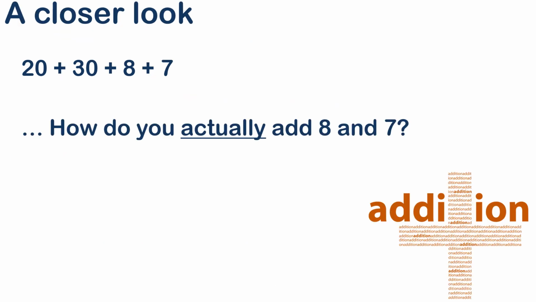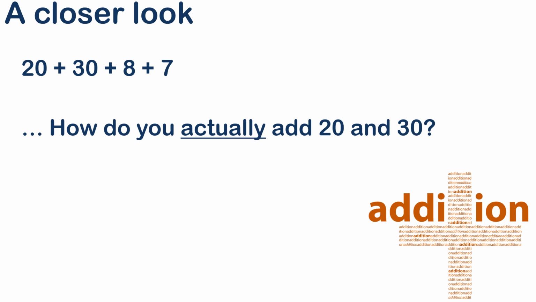So let's keep going. So how do you actually add 8 and 7? What have you done there? Do you partition that? Do you use near doubles? Say 7 is nearly 8, double 8 is 16. I can take one away to get 15. Do you partition them in different ways? How do you actually add 8 and 7?